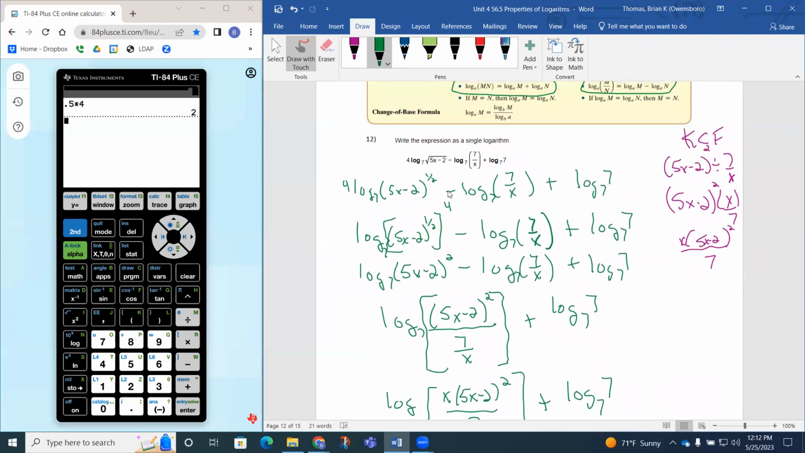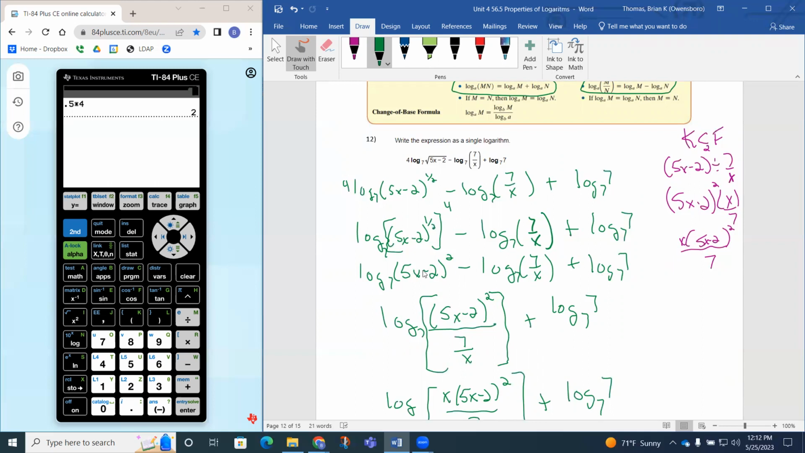So as we look at this problem again, we had the 5x minus 2. Since it's a radical, the first thing I did was rewrite that using a power of a half. The next thing I noticed is that this 4 had to come inside here. So this became the log of 5x minus 2 to the 1/2 raised to the 4th power. But remember, if we have a power to a power, those multiply together and give me a 2. So that's where I got this log of 5x minus 2 squared base 7. The rest of this problem just came down. So I have minus the log of 7 over x base 7 plus the log of 7 base 7.